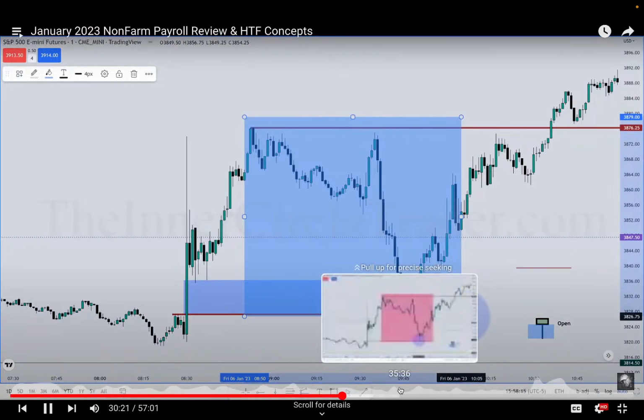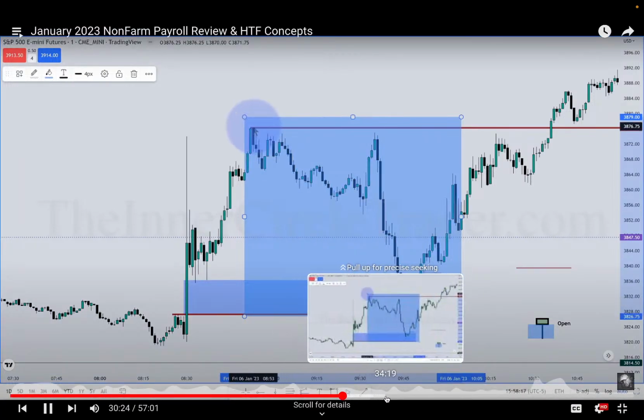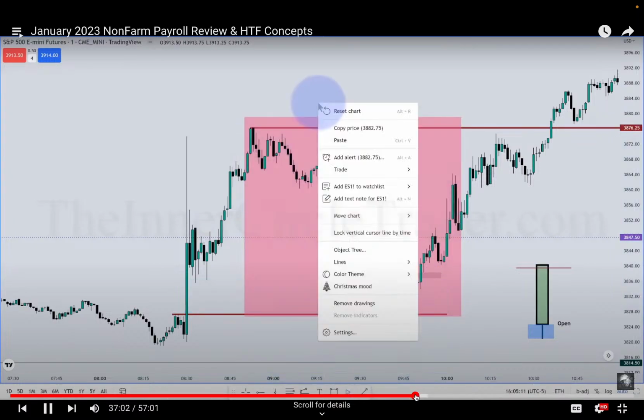Why? Because that's the dealing range. This is where we are. This is where we made the high for the day. We've left liquidity in play.